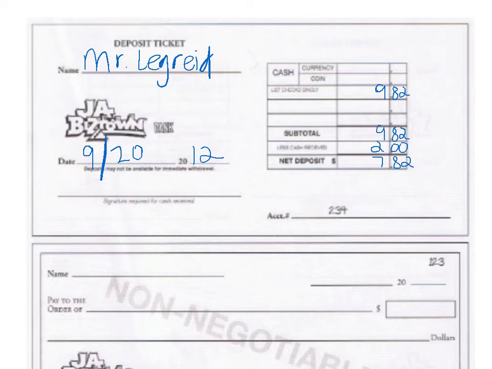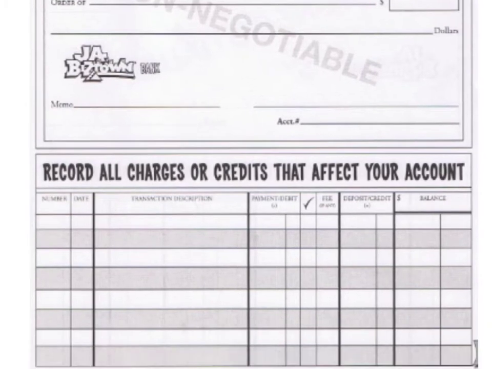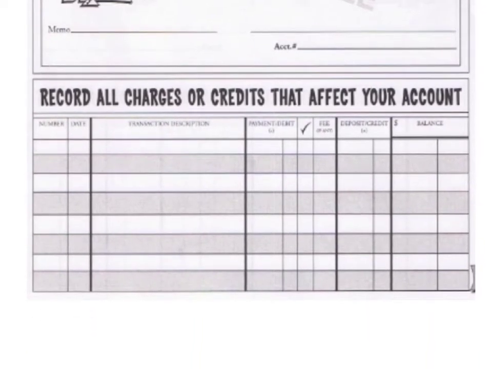Okay, so now since we did ask for cash back on this, we have to make sure to go where it says signature required for cash received, and we are going to put our signature there. Not going to print our name, we're going to sign our name. Okay, so now we scroll down, and since that was our first paycheck, we're going to go ahead and put 0 for our balance. That was very first paycheck. We just opened up our account. We're going to put the date, and the transaction type was a deposit. We are putting money into our account.